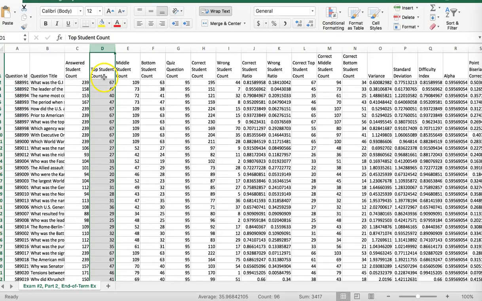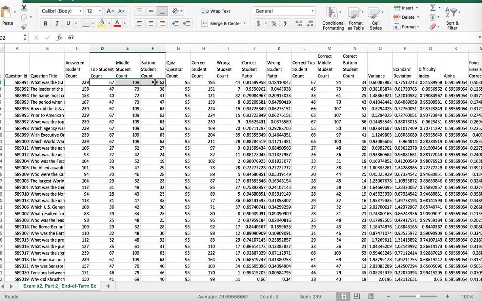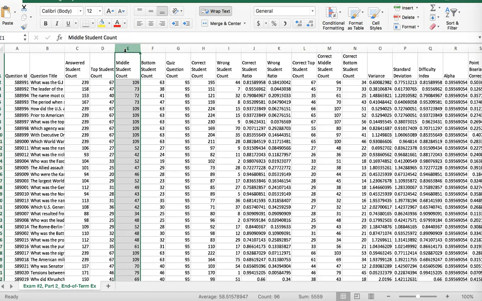So in order to do that, you need to take the students, and according to the entire exam, they're going to break the students up into 3 groups. You're going to have the top student count, the middle student count, and the bottom student count. The bottom student count is going to be about 27.5% of your students. The middle student count is going to be about 45% of your students, and the top student count is going to be about 27.5% of your students.